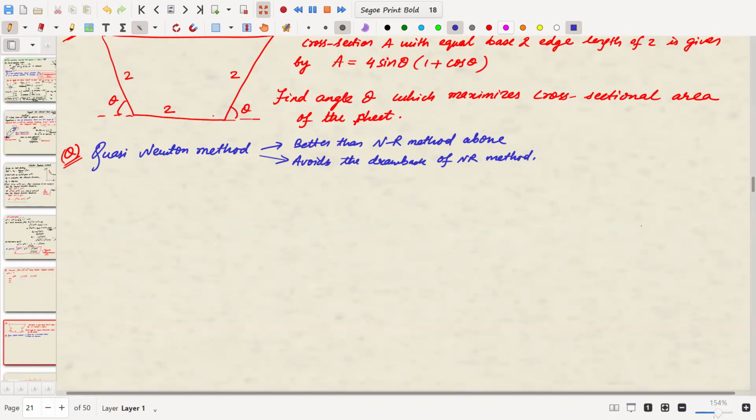So this is the first method we learned, Newton-Raphson. In the next few classes we'll be learning more such methods. Okay, with that we can stop.